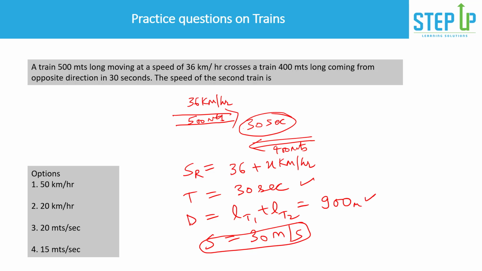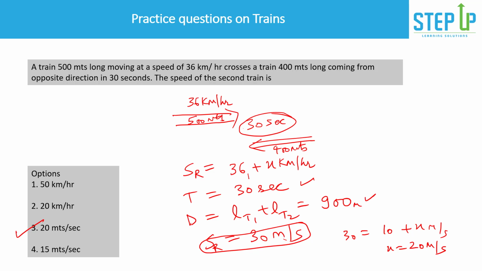This is the relative speed, remember, right? So this is 30 meters per second, and this is 36 km per hour, which in meters per second is actually 10. So that means 30 is equal to 10 meters per second plus x meters per second. That means x is nothing but 20 meters per second. This is something we can calculate. So your option is the third option.